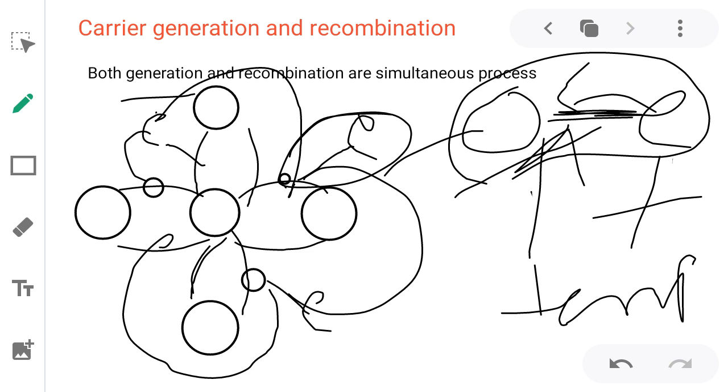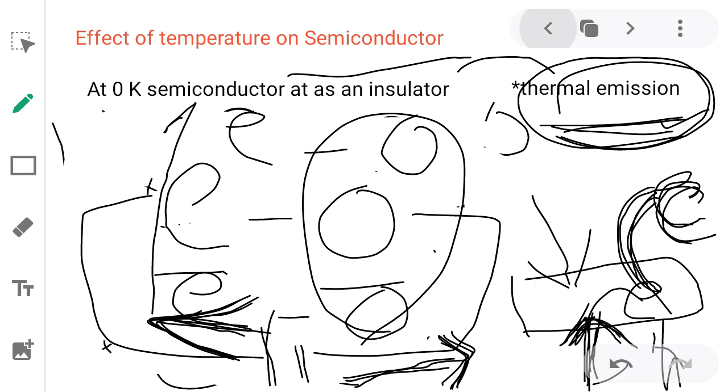Fine. Now, a few questions on this session. First is classification on the basis of conductivity. And at one time in the examination, they asked for a 5-mark question: classification of elements on the basis of band structure.